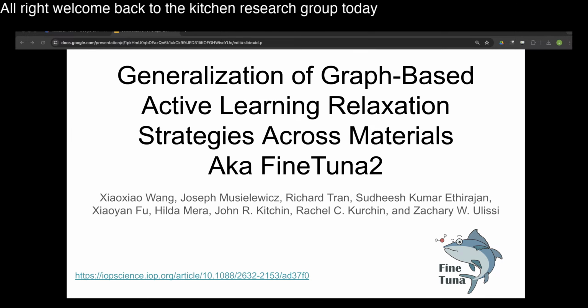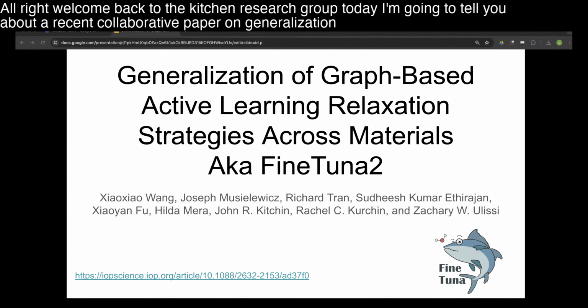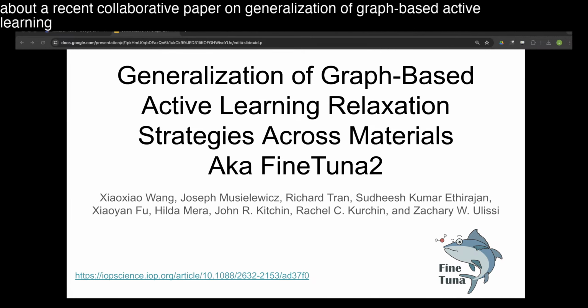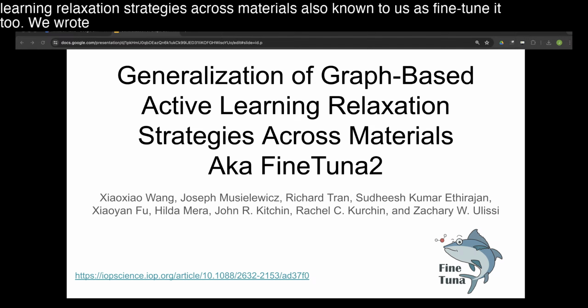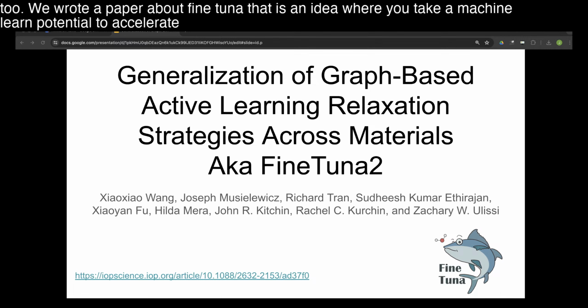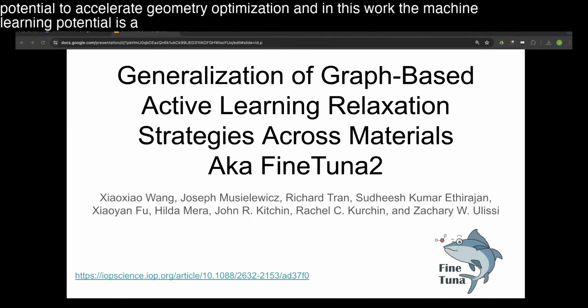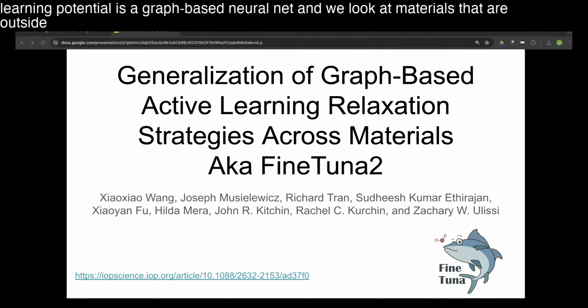Today I'm going to tell you about a recent collaborative paper on generalization of graph-based active learning relaxation strategies across materials, also known to us as Fine-Tuna 2. We wrote a paper about Fine-Tuna, an idea where you take a machine learned potential to accelerate geometry optimization. In this work, the machine learned potential is a graph-based neural net, and we look at materials that are outside that training domain.